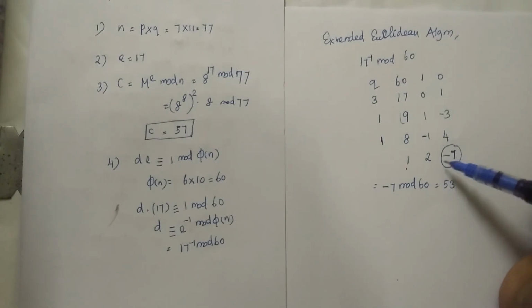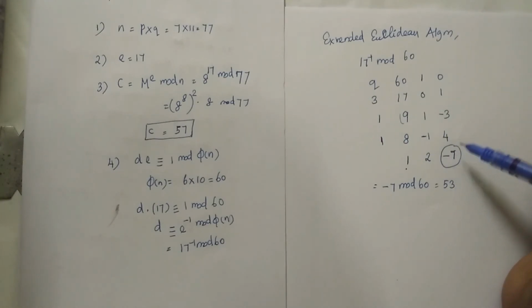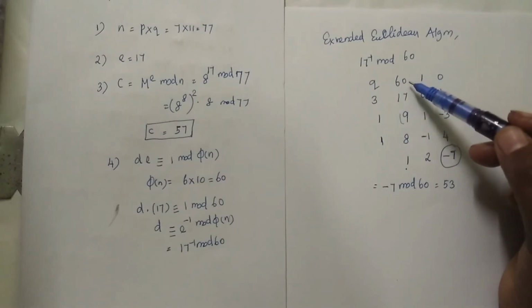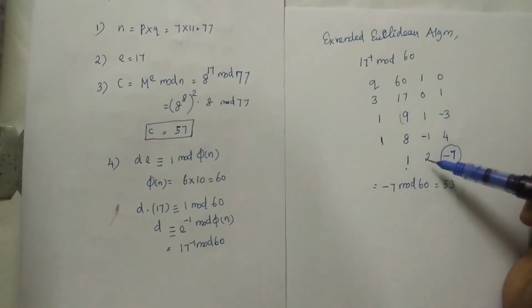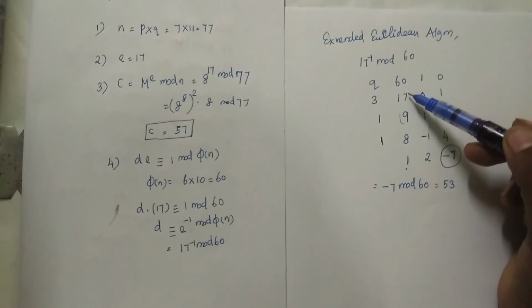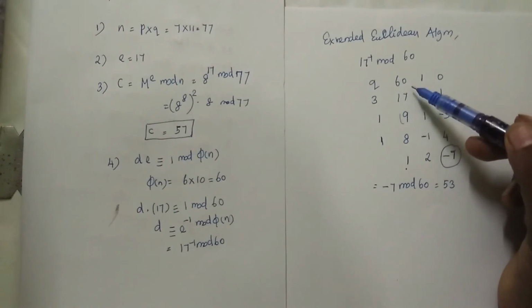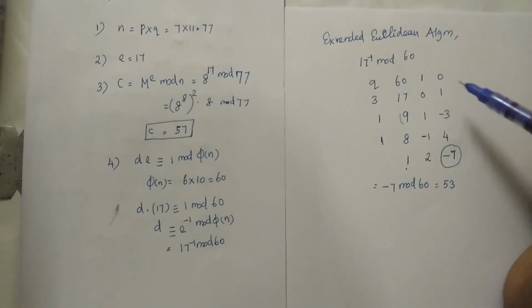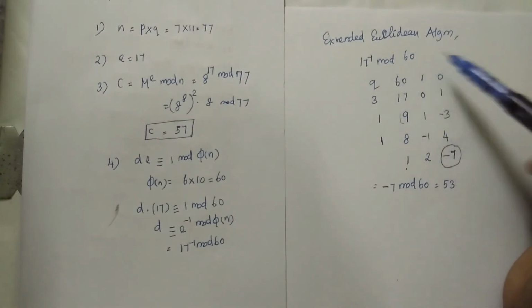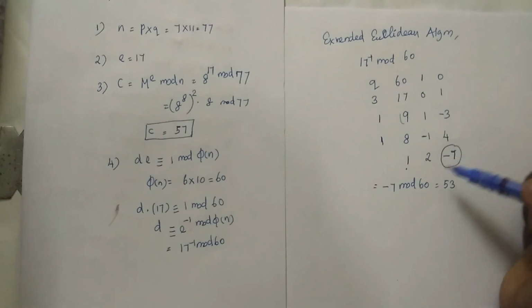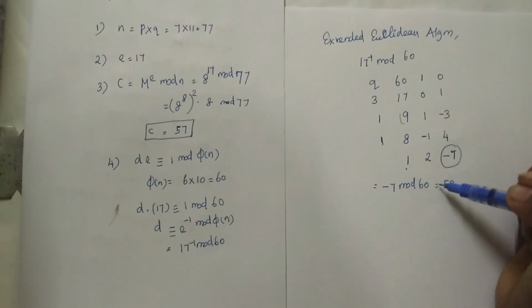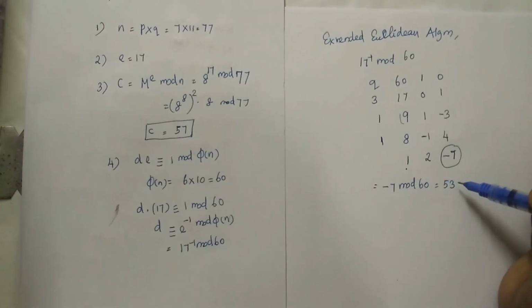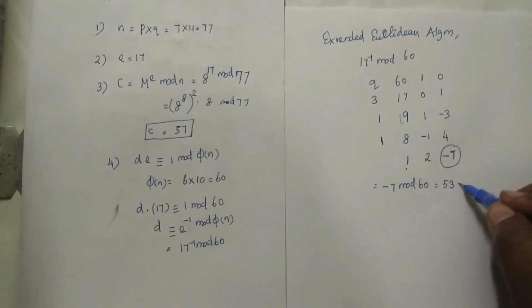How do you choose between these two values? If the question is 60 inverse mod 17, the value is 2. And if it is 17 inverse mod 60, the value is minus 7, the second value. So now the question is 17 inverse mod 60, so the second one is the answer. Minus 7 mod 60 is equal to 53. So that is the value for D.